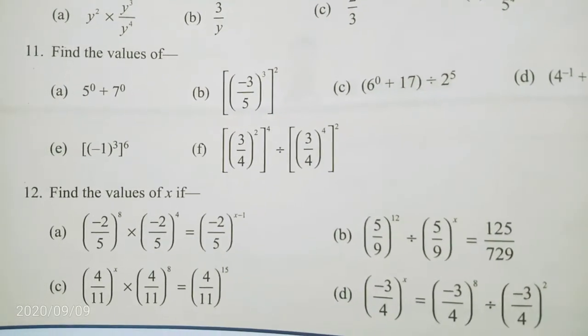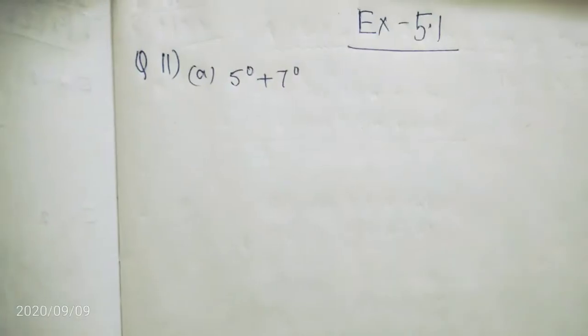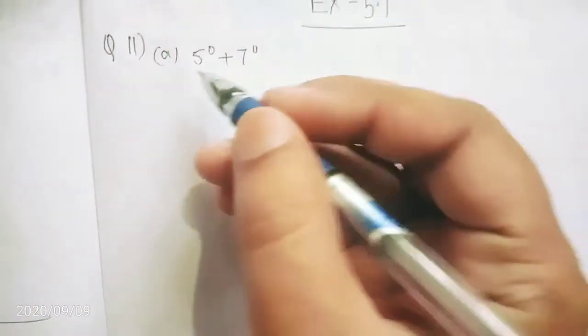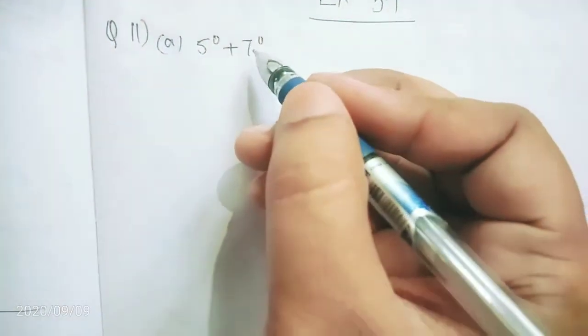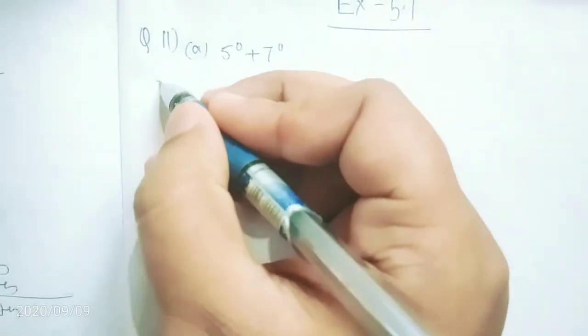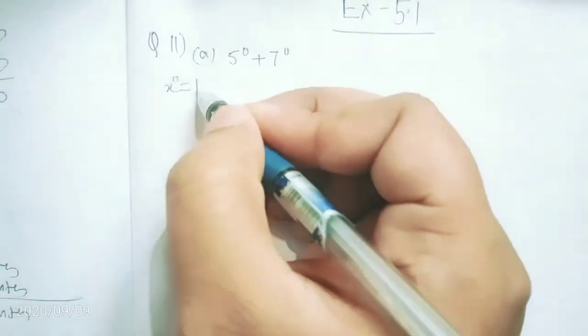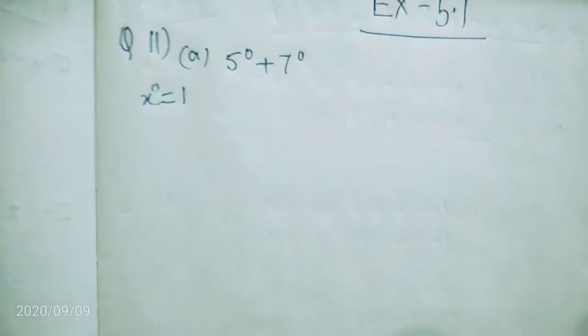Today we will start question number 11. Okay, let's do it. Here in this question: 5 to the power 0 plus 7 to the power 0. So what is the value of power 0? You know x to the power 0 is equal to 1. You know this rule, this exponent law.